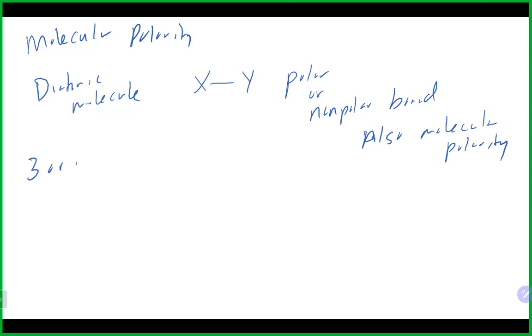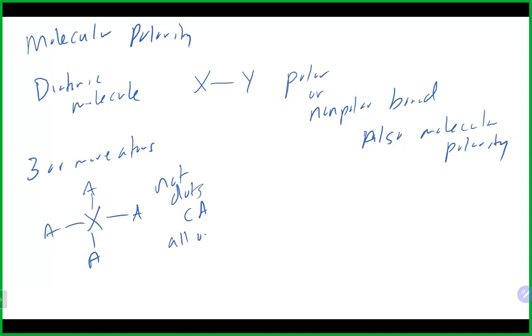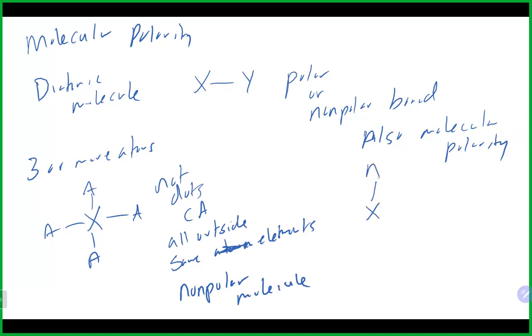If you have 3 or more atoms, remember you could do the quick way. Basically, no dots on the central atom, all outside the same atoms or elements, then it's going to be a nonpolar molecule. If you have no dots and they're not the same on the outside, it's going to be most likely a polar molecule.